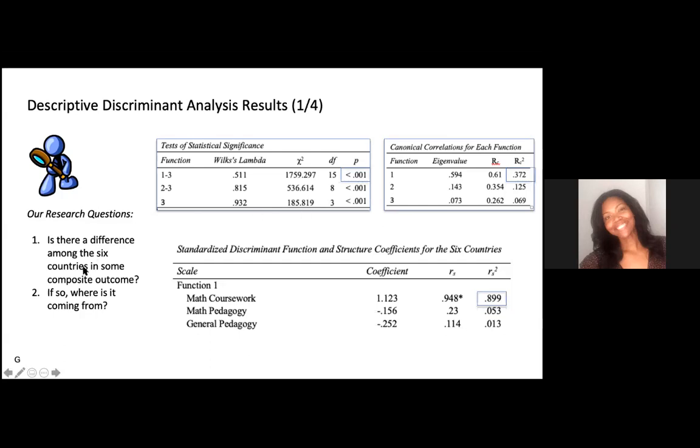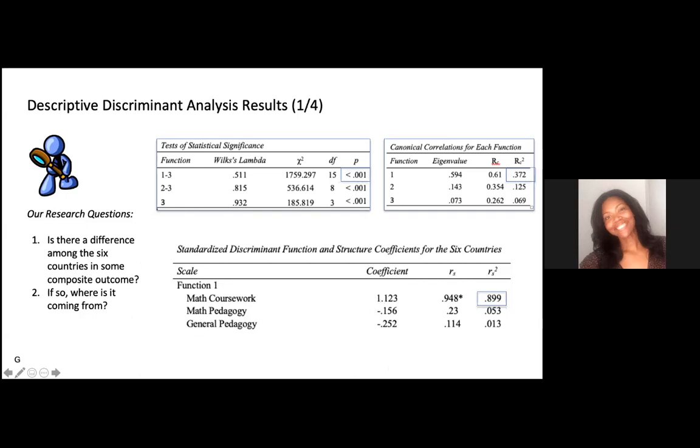And then now that we have a difference, and we know it's statistically significant and there is some effect, we want to find out where that is coming from. So again, analogous to multiple regression, we have our standardized coefficient weights that are assigned by SPSS. And we also have a backup way to interpret the structure of the relationship. So we know that the most weight was assigned to math coursework. So basically this is saying that the actual subject matter that teachers took mattered more in separating countries, as opposed to math pedagogy and general pedagogy.